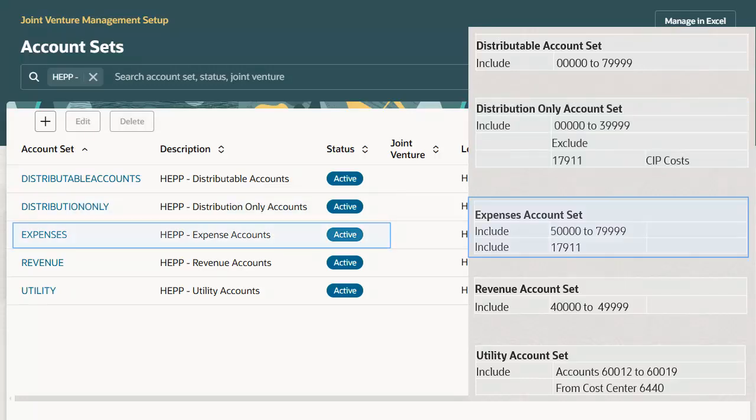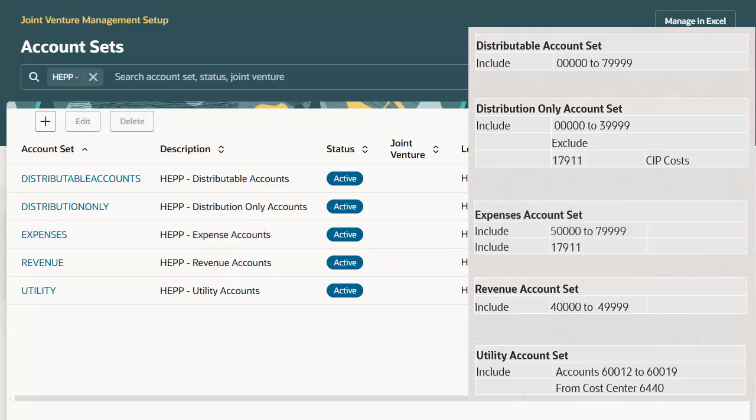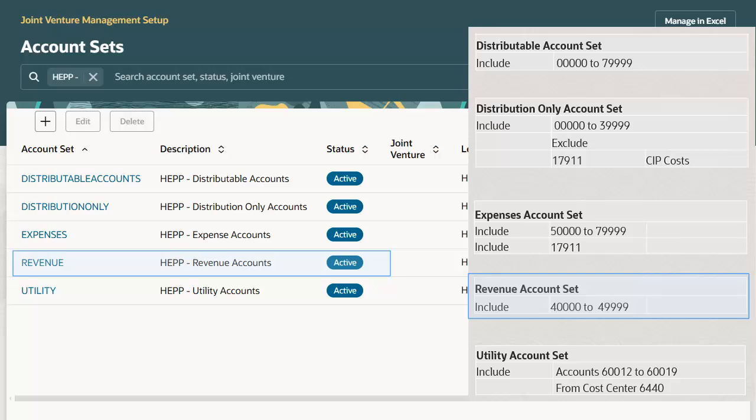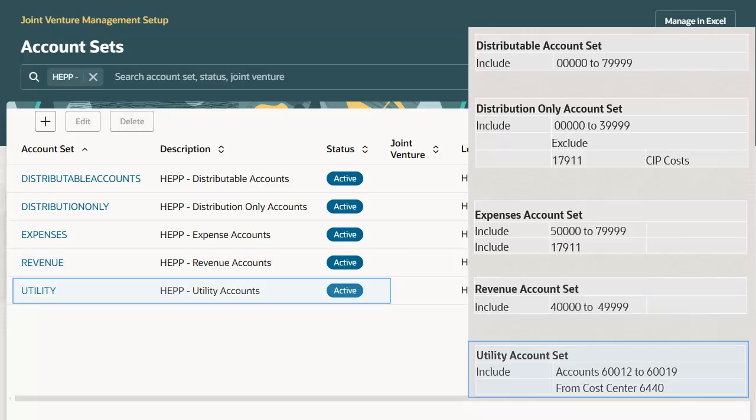Expense account set to identify the expense and work in progress accounts that are distributable to the stakeholders HEPP Petroleum, Beijing Super Petroleum, and Best Rig with ownership percentages 70, 20, and 10 respectively. Revenue account set to identify the revenue accounts that are distributable to the same stakeholders with ownership percentages 70, 15, and 15 respectively. Utility account set to identify the accounts from the managing partner's cost center for calculating overhead.